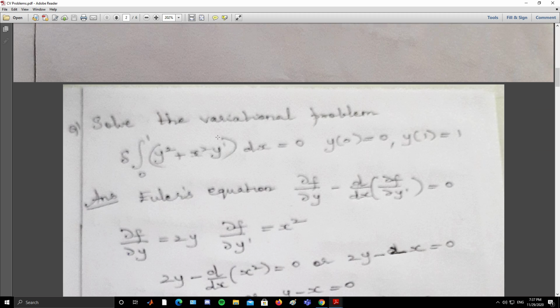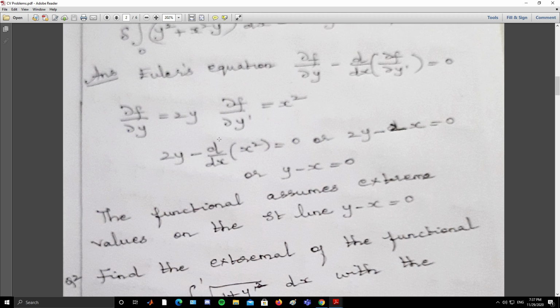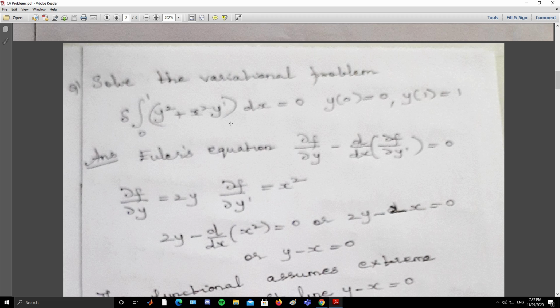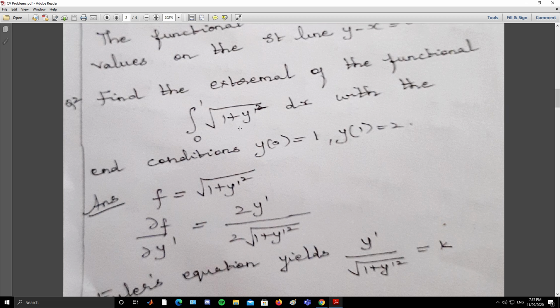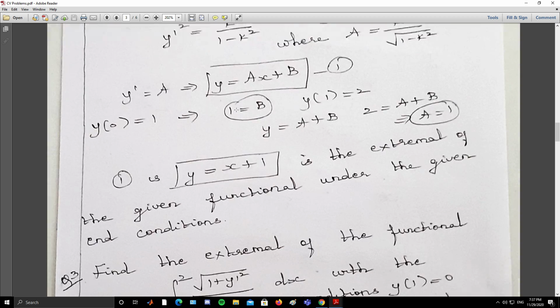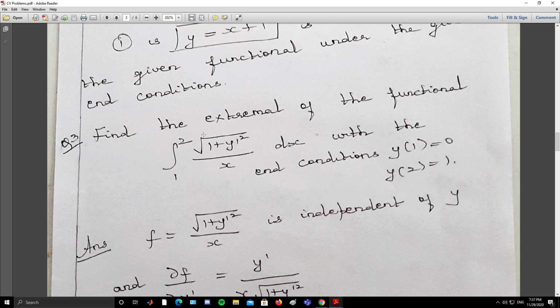Last class I discussed two problems. In the first one, f contains all the three terms x, y, y dash. In the second one, f contains only y dash. Now we will see the third problem. Find the extremum of the functional integral 1 to 2 root of 1 plus y dash square by x dx, with the end conditions y of 1 equals 0, y of 2 equals 1.